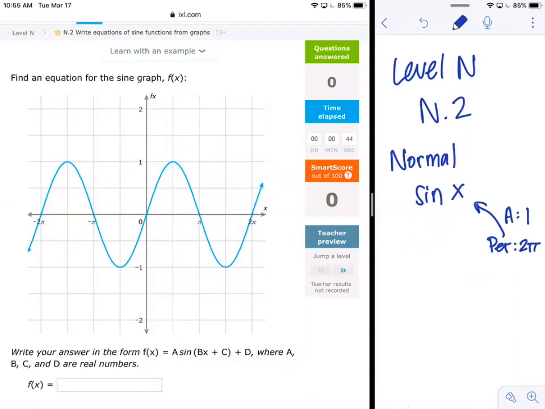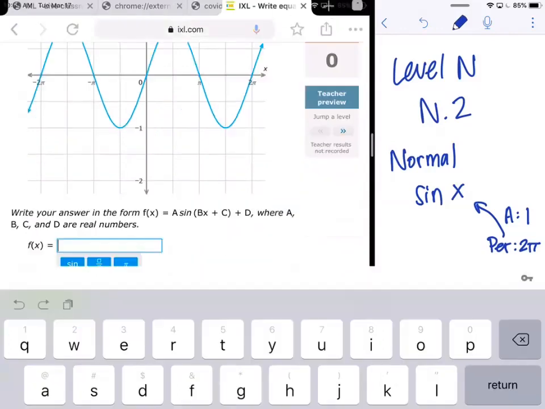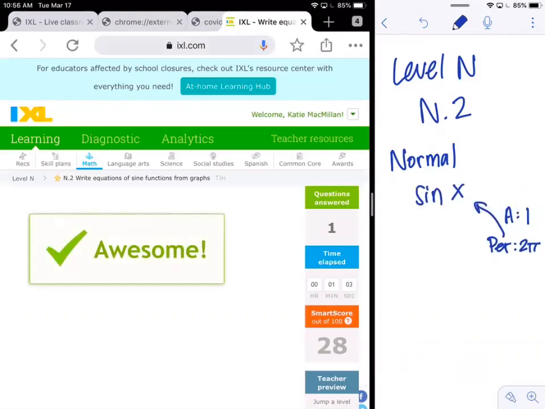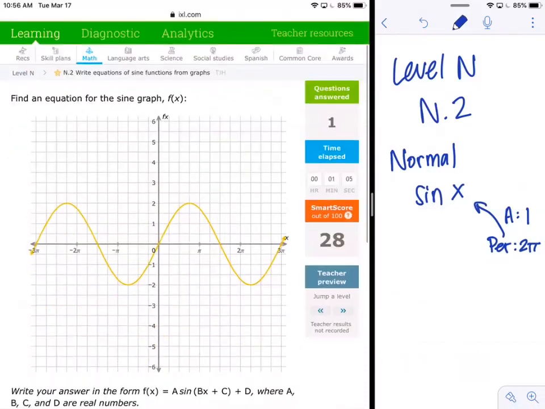So I see that the amplitude is still 1. It's still centered at this 0, 0 origin. And then the period is 2 pi. So there's been no changes. This is just like the regular sine curve. So I'm going to go here and press sine and then put x. Awesome. Got that one. Cool.